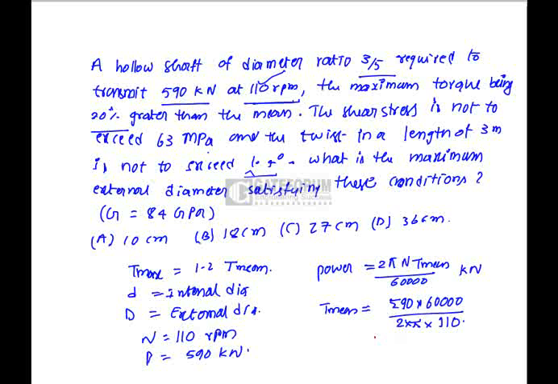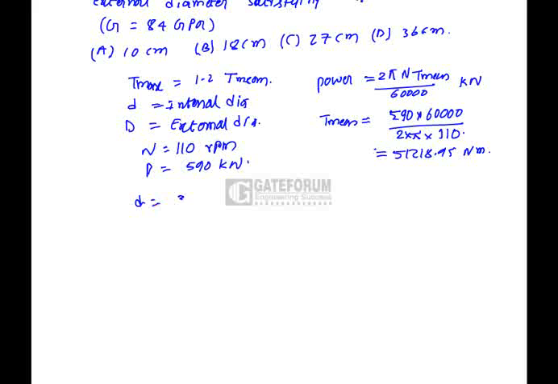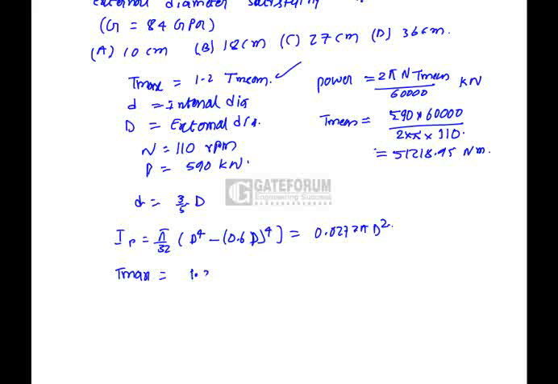So T mean can be calculated as 51218.95 Newton meter. We know that d is equal to 3/5 of capital D. So the polar moment of inertia IP is equal to pi by 32 (D to the power 4 minus 0.6 D to the power 4), that is equal to 0.0272 pi D squared. T max is 1.2 T mean.